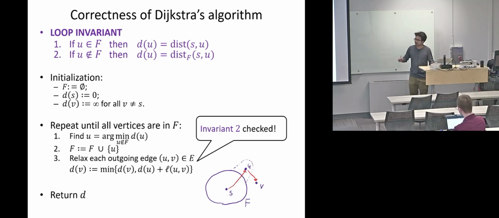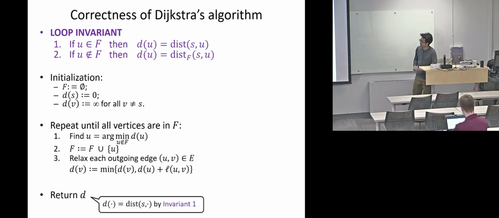Okay, so that means both invariants hold through the next loop, and they're going to keep holding until the end. And at the end we return D, and D is the real distance by invariant 1, and we are done. That's the formal proof. Yeah. Question about this?